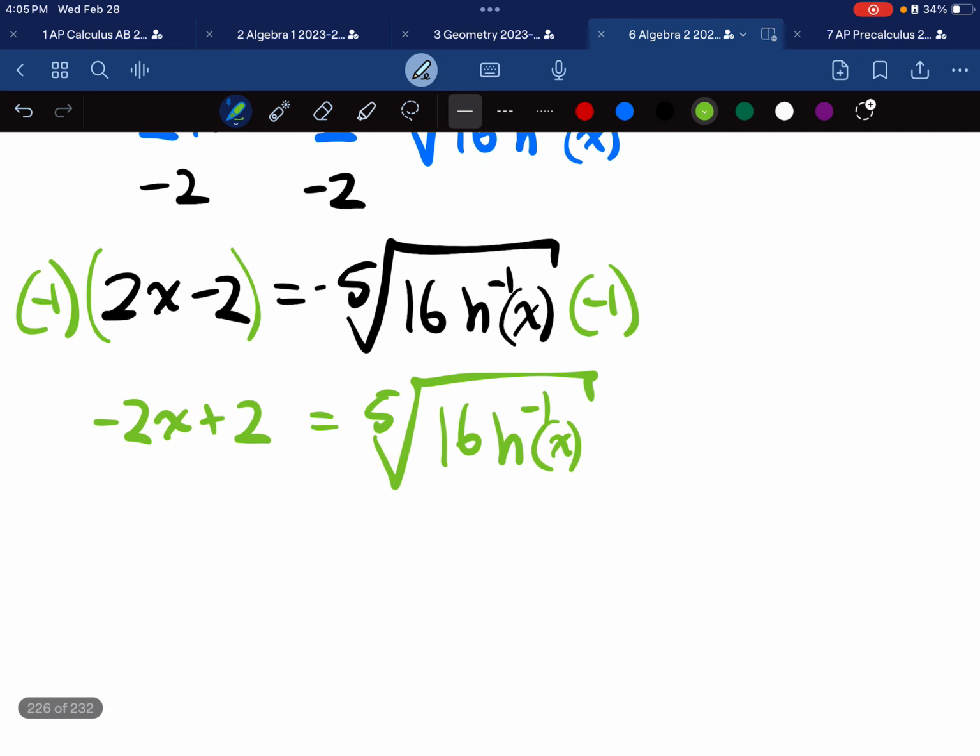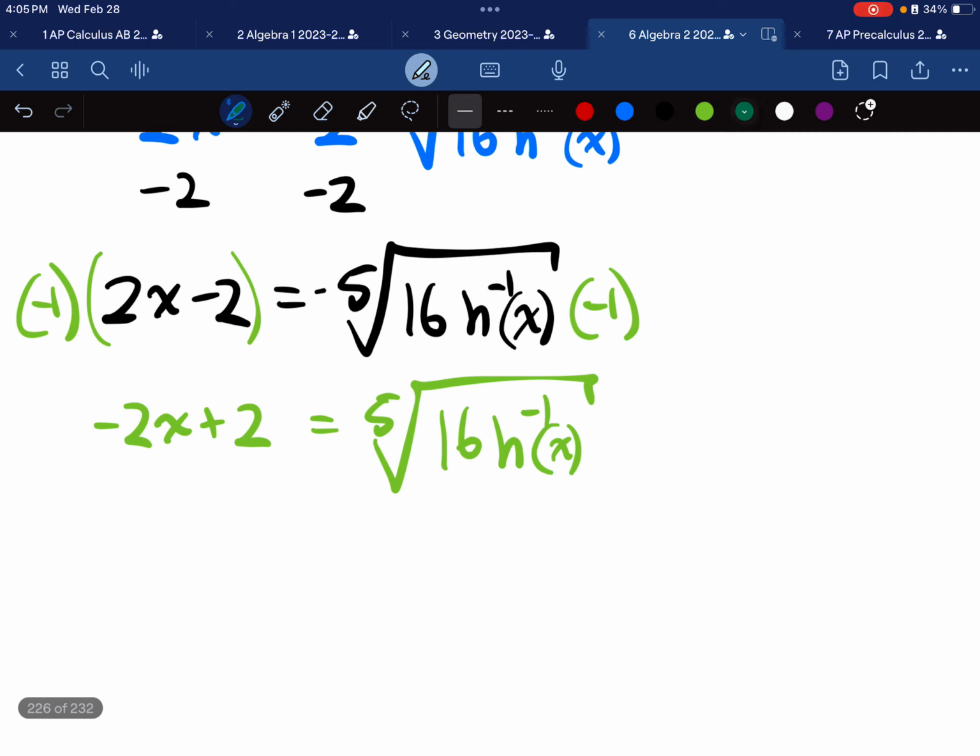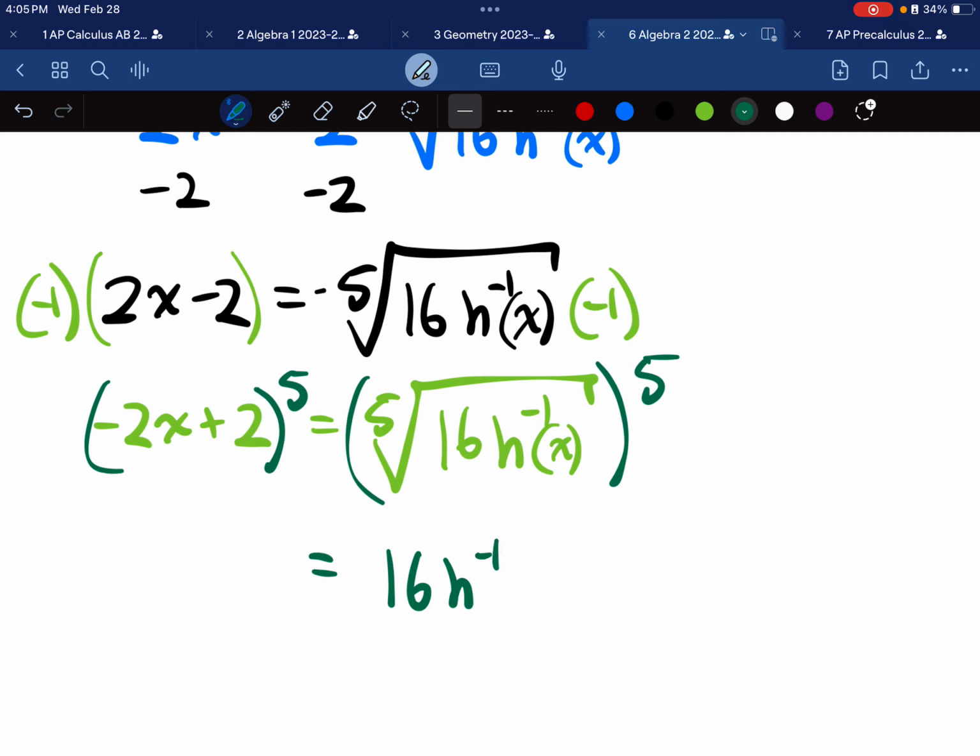All right, so from here, I'm going to undo the 5th root by taking both sides to the power of 5, both sides to the power of 5. And then this is going to be 16 h inverse of x. And that's going to be equal to all of that. And I can leave it in that form, but I have a feeling that the answer key is going to want to cancel out that 16.